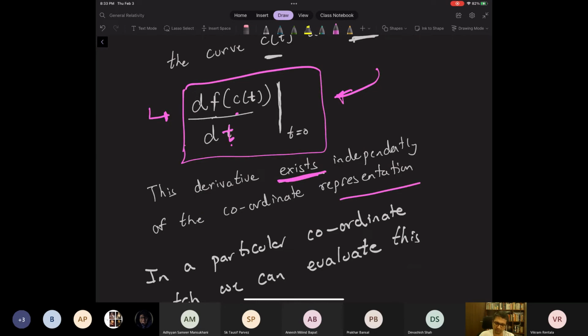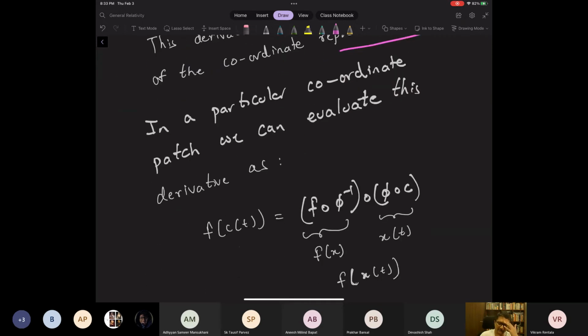We'll see that this allows us to define a vector, and this derivative exists independently of the particular coordinate representation. However, it's convenient to evaluate this in a particular coordinate representation. If I think about c of t, it takes me directly to a point P on the manifold. Instead, we can go from c to the coordinate point x. So I just inserted a phi and a phi inverse: f circle phi inverse circle phi circle c.